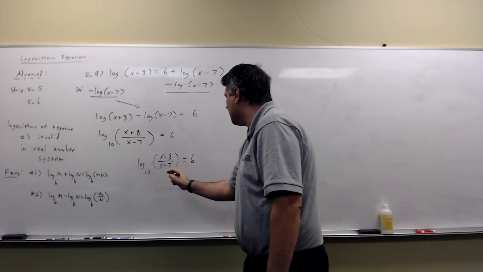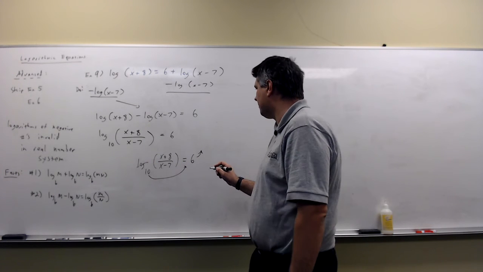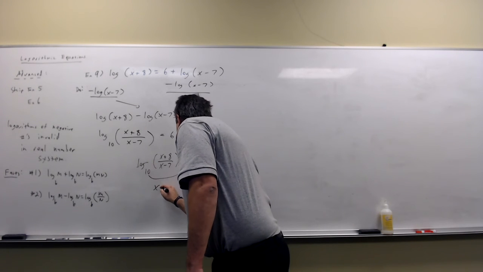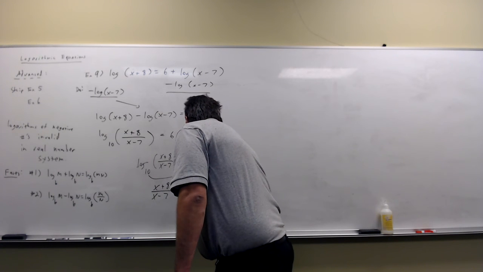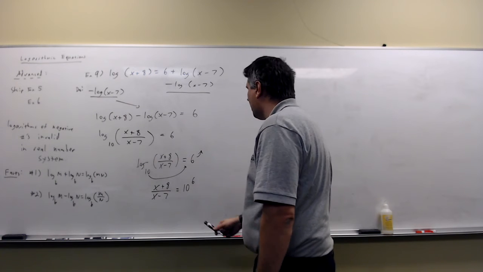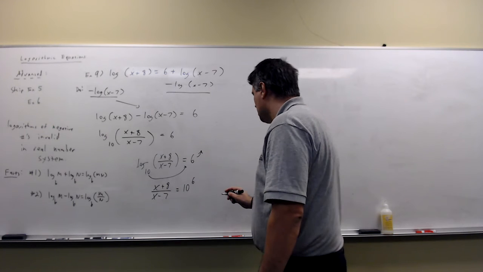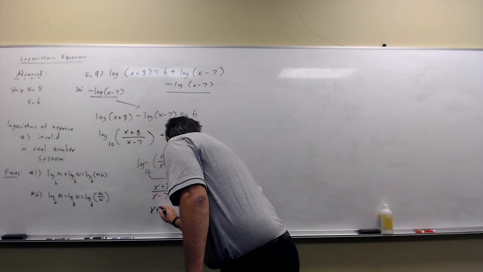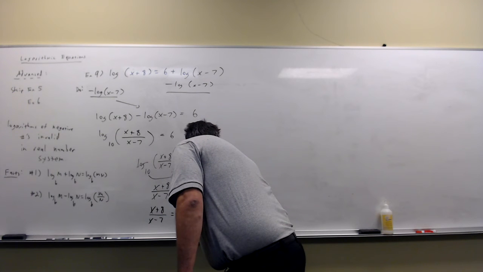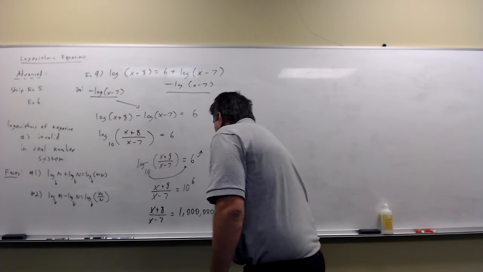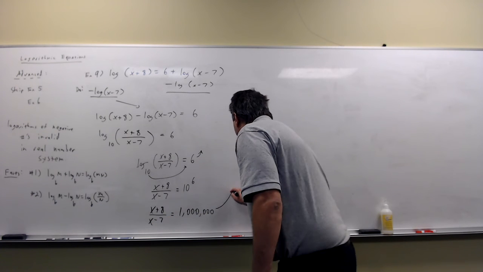So I'm going to dump the log. The 10 goes to the other side, the 6 will go up in the exponent to make room for it, and I will have x plus 8 over x minus 7 equals 10 to the 6th power. Base 10, base 10. And that's going to be x plus 8 over x minus 7 equals 1 million. I'm going to go ahead and copy that up here.